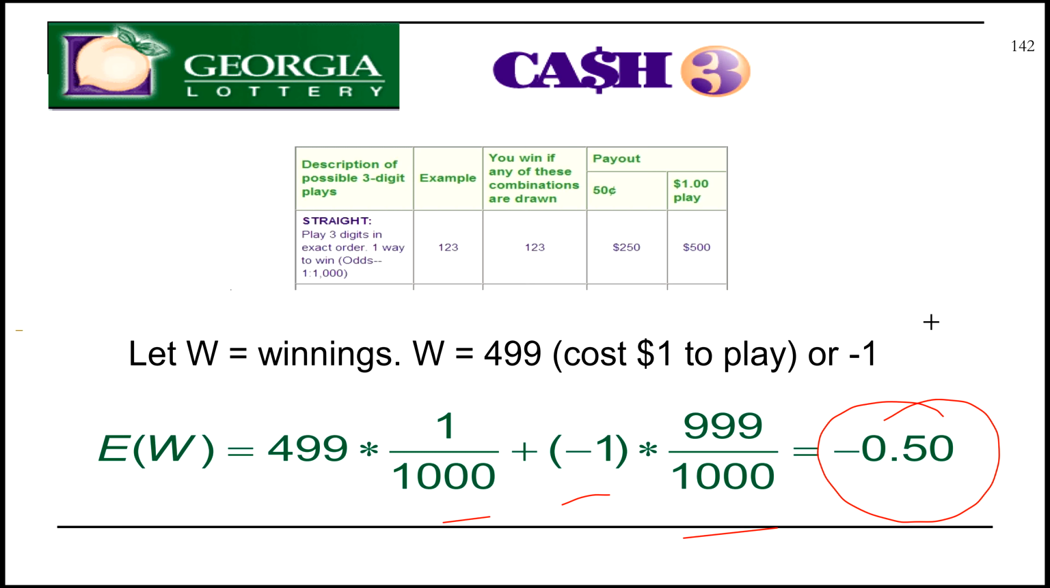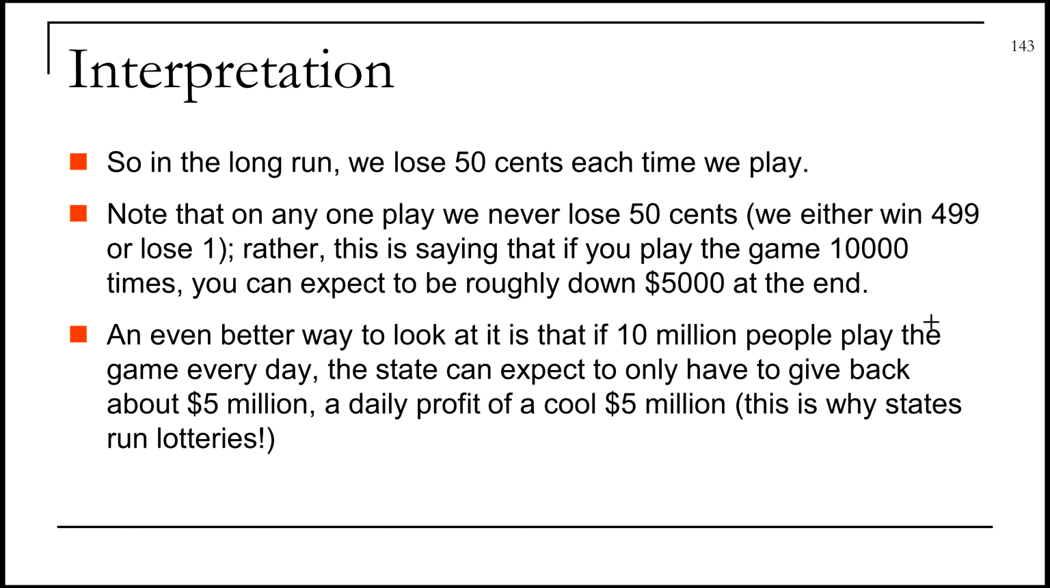That's the average winnings when you play the Georgia Lottery, which is not really average winnings, but it's what the state makes from you. You're not winning money. It's a negative expected value game, we'd say. Negative expected value games are better for the other side. Positive expected value games are better for you. And if the expected value is 0, that's considered a fair game. So in the long run, we lose 50 cents for every time we play.